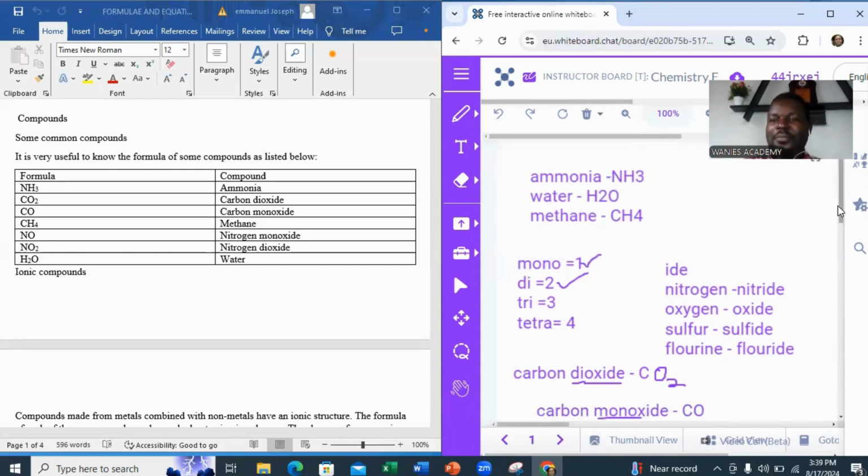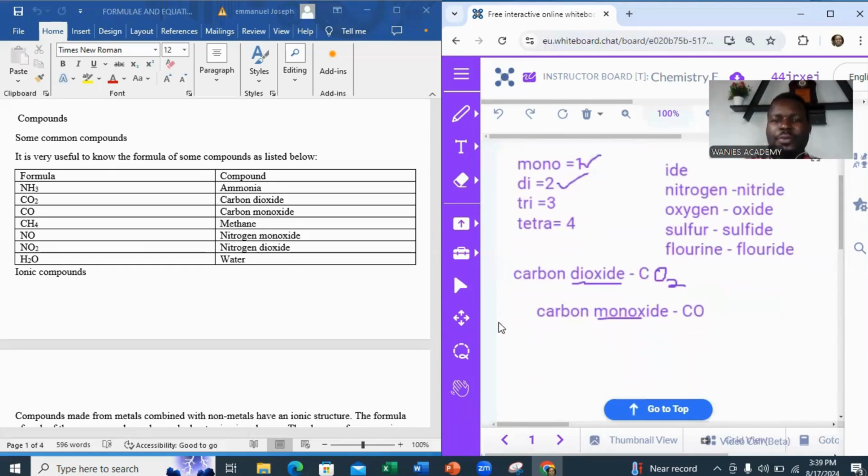So I'll just give you a minute to quickly tell me the formula for nitrogen dioxide. Good. You have nitrogen dioxide. What would the formula be? I want someone to try that out quickly and get back to us.